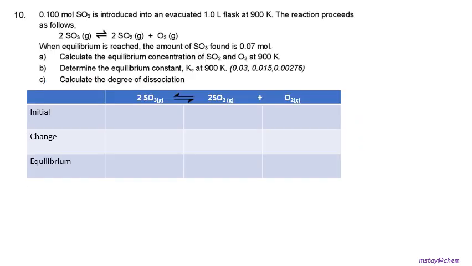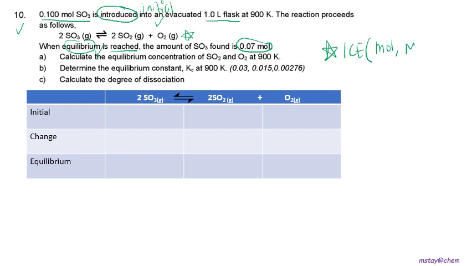Let's continue with tutorial question number 10. 0.1 mole SO3 introduced. With this keyword, we know this is the initial number of moles, and then we place it into a 1 liter flask. Then the reaction will proceed based on here. When the equilibrium is reached, the amount of SO3 is 0.07. So once we have the information about initial and equilibrium, basically we know that we are going to use an ICE table. If we want to use an ICE table, we have to make sure the unit is either in moles per liter, or atm pressure.